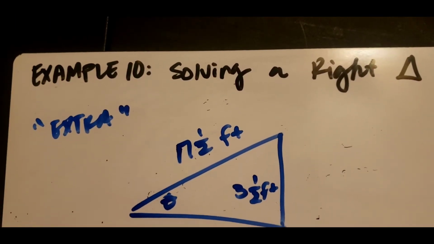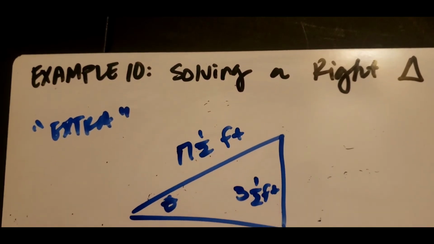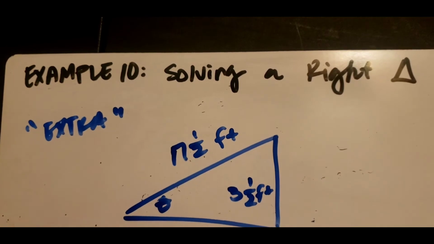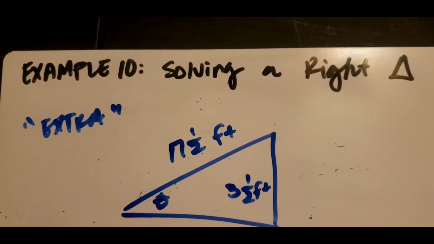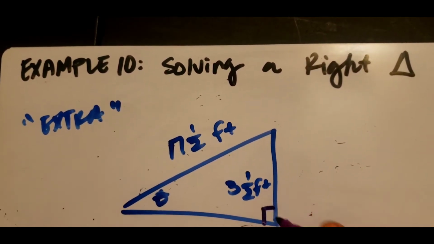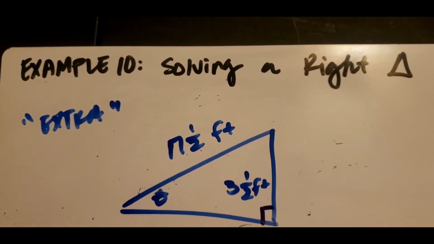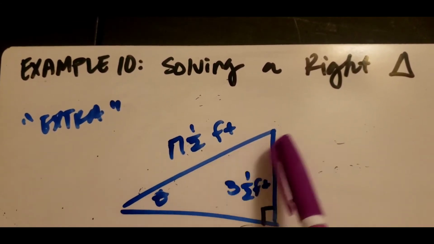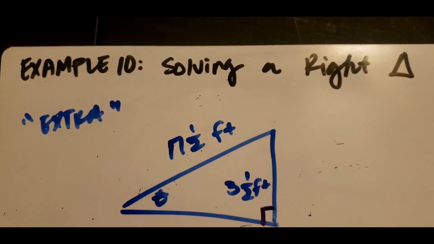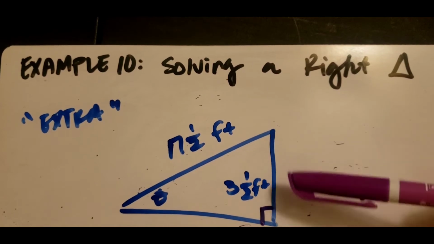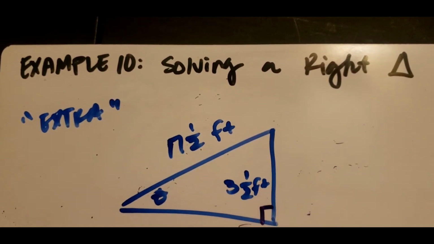All right, boys and girls, in example 10, we're solving a right triangle. So whenever they ask you to solve a right triangle, you're going to look for all 3 sides and all 3 angles, depending on what they give you, okay? So let me read you this example. A ramp 17.5 feet in length rises to a loading platform that is 3.5 feet off the ground. Find the angle that the ramp makes with the ground.